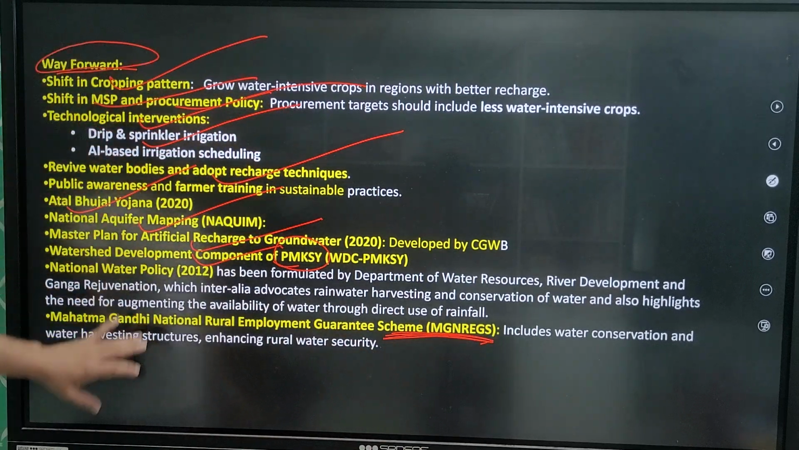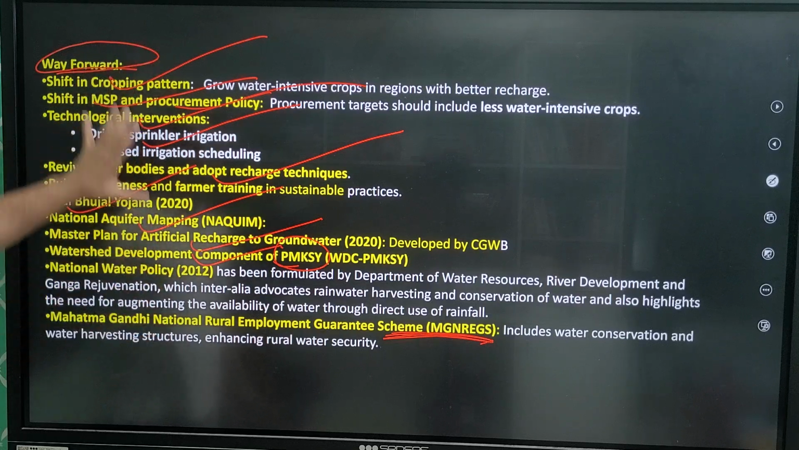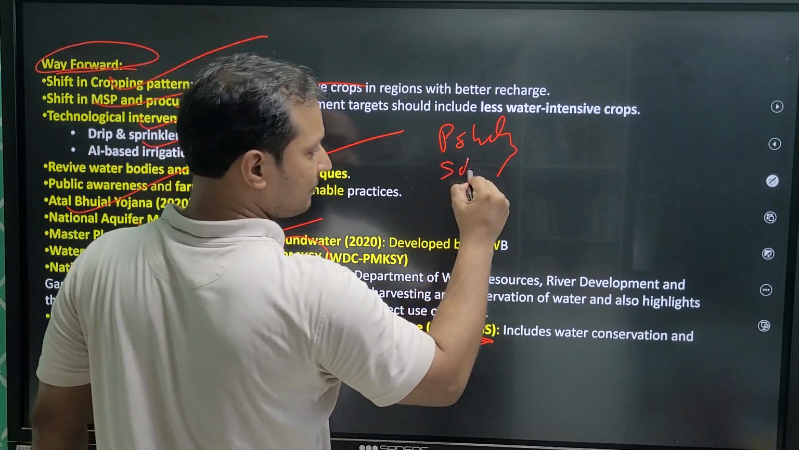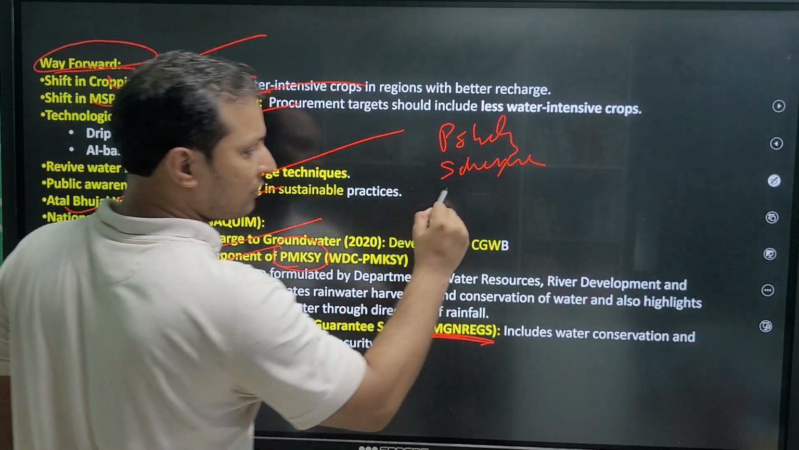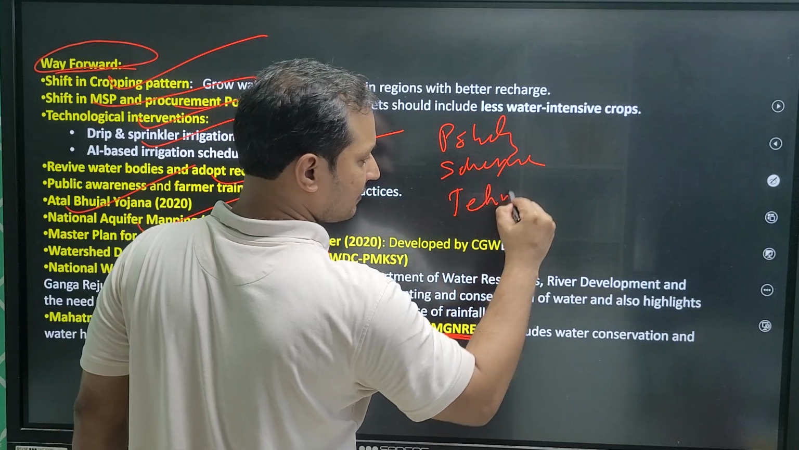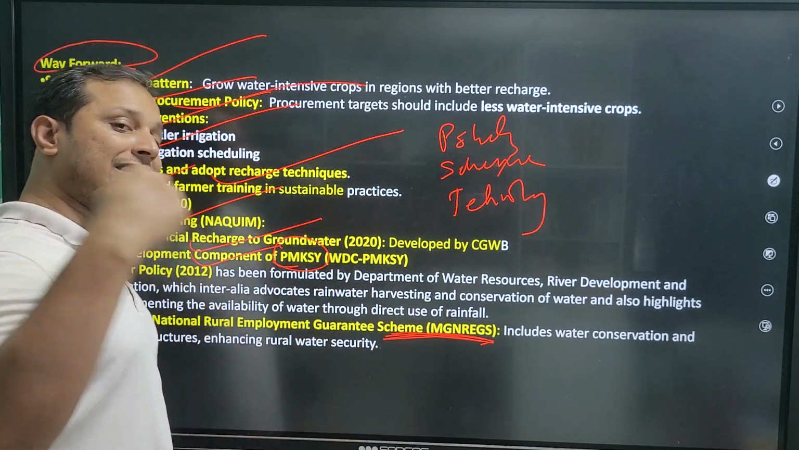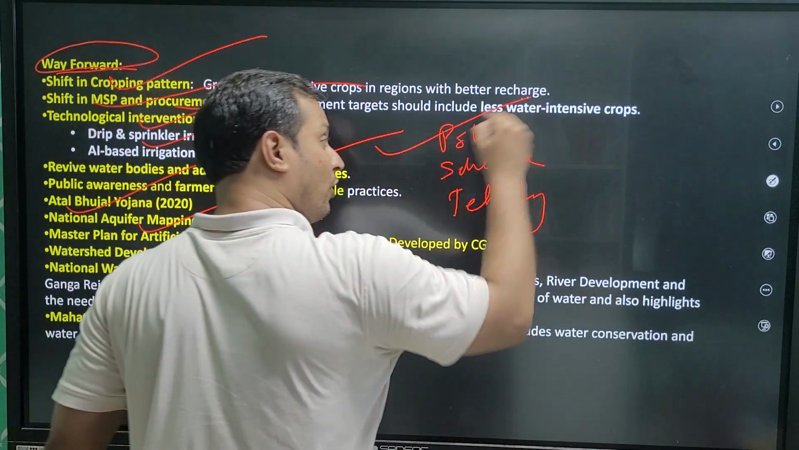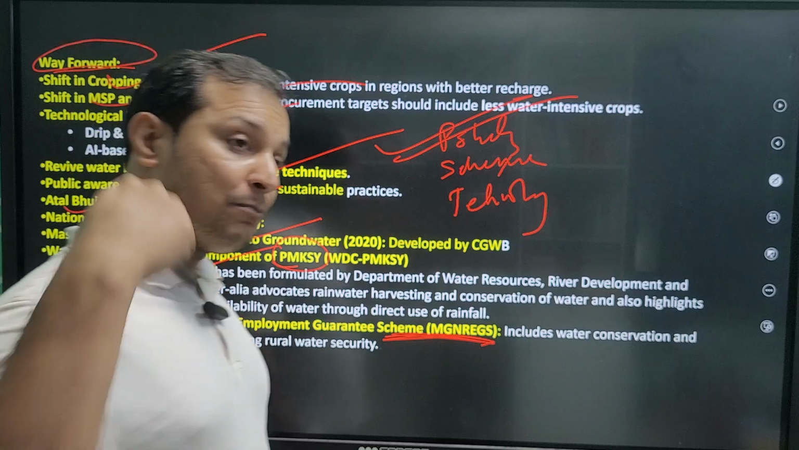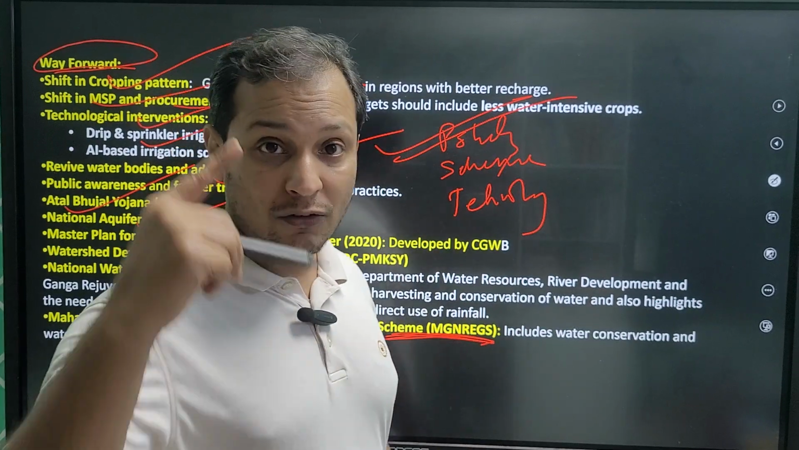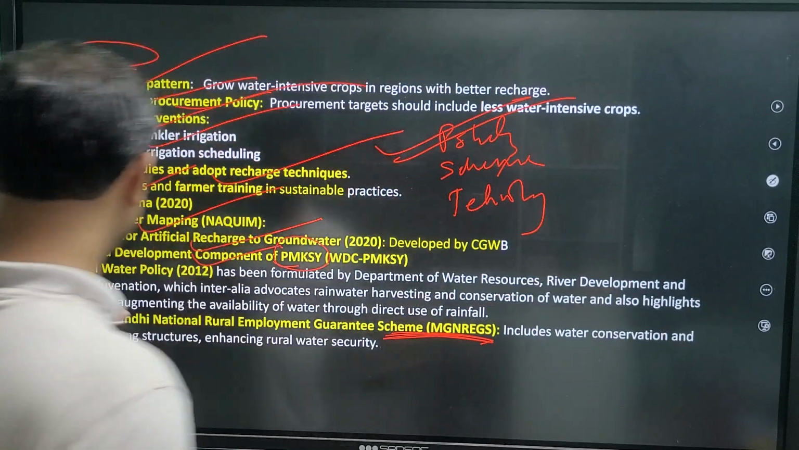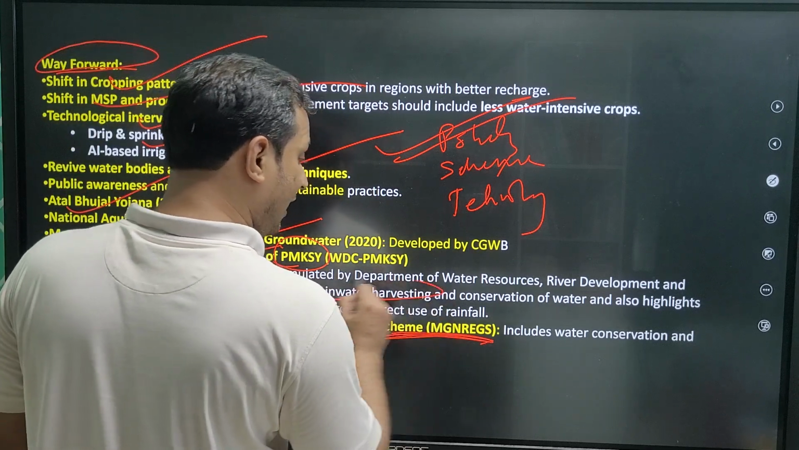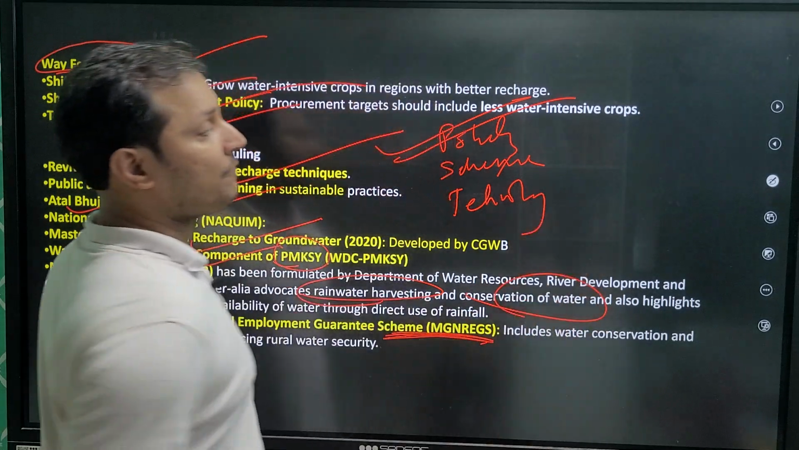You can see how many points I have given. We have talked about the policy, we have talked about the scheme, we have also talked about some technological solutions. So always in suggestions, you have to first think, what is the policy? Does the government have some policy regarding groundwater? Yes. National Water Policy 2012 talks about how we have to do rainwater harvesting and conservation of water.